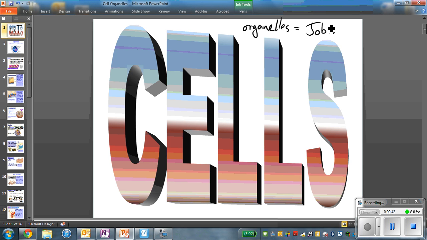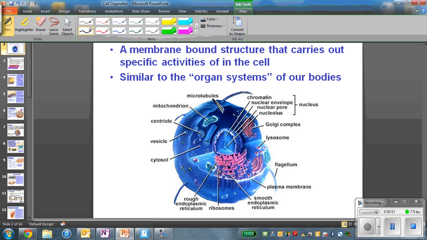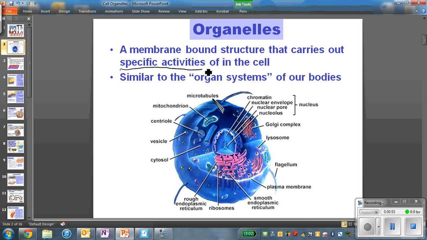Okay, so first one, organelles. The organelle slide is just basically what are they here? Organelles are membrane-bound structures that carry out specific activities. So some of them will make energy. Some will move things around the cell, transport things. Some will digest or destroy things. Some will receive signals. Some will hold the structure of the cell open. All of these are specific jobs that need to get done.